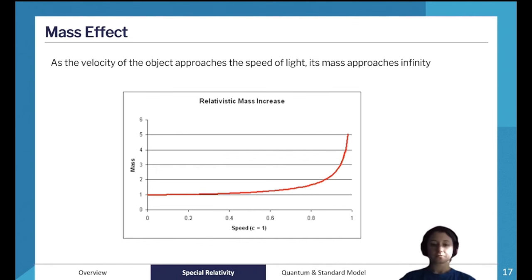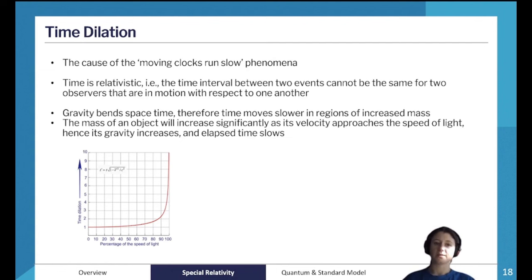So, now let's get on to the next effect, and this is time dilation. Time dilation is probably the most famous effect that you would have heard of. I know it's the one that I heard of before I got into year 12. And this is the more time travel-esque one. This is the cause of the moving clocks run slow phenomenon.